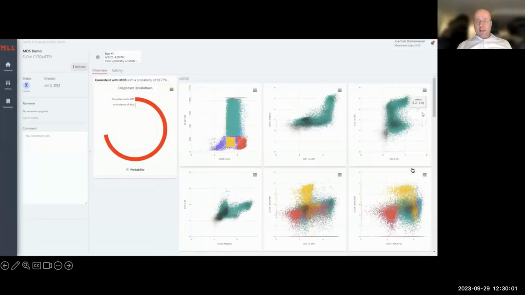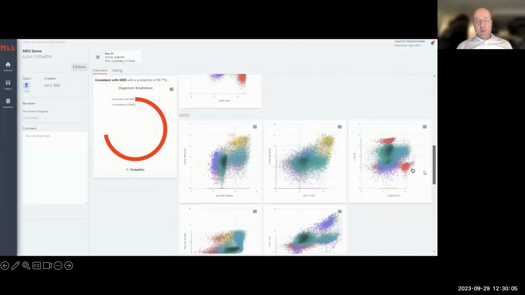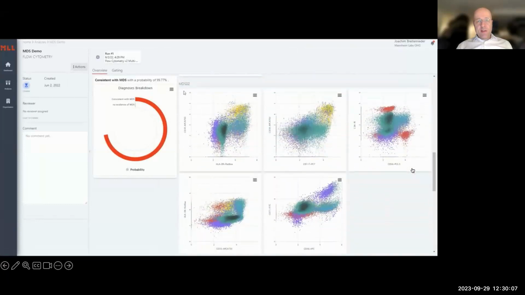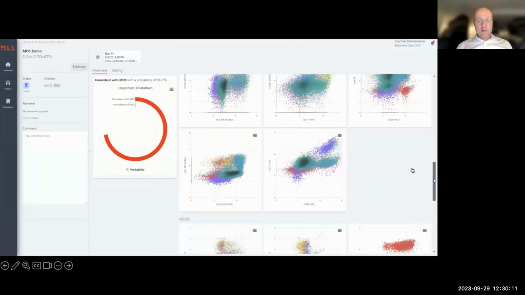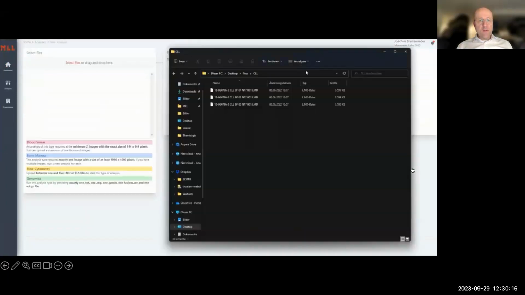And this has been early data. It's not directly the dot plots that we see here, but very, very similar. We have improved this, and it now looks, in fact, very similar to conventional dot plots.